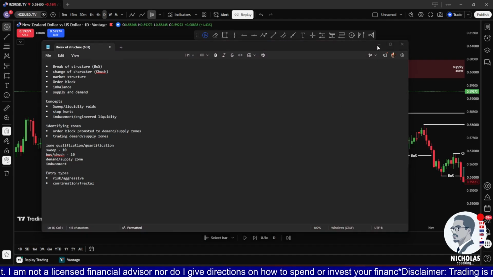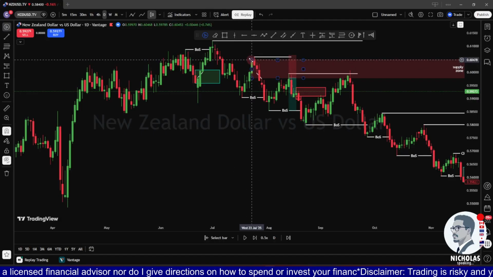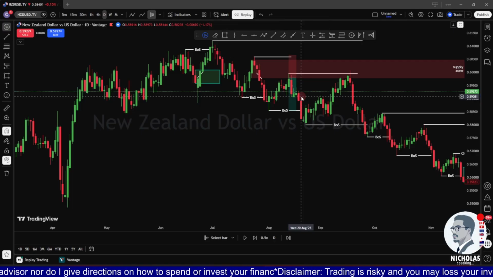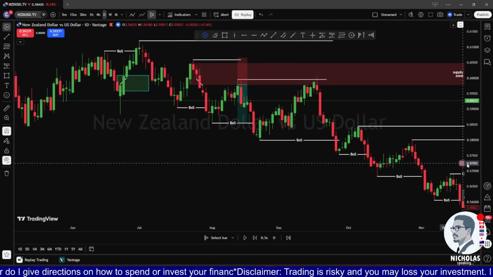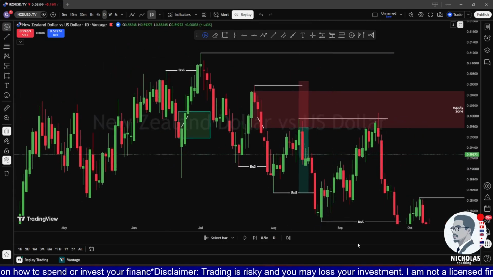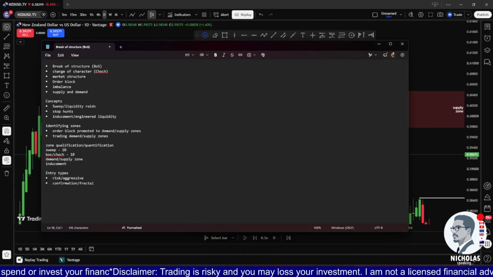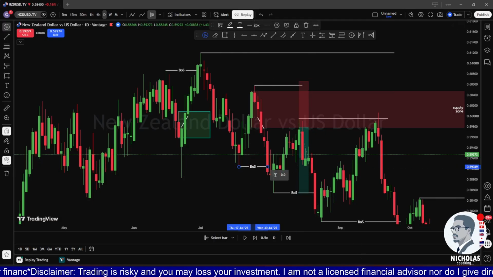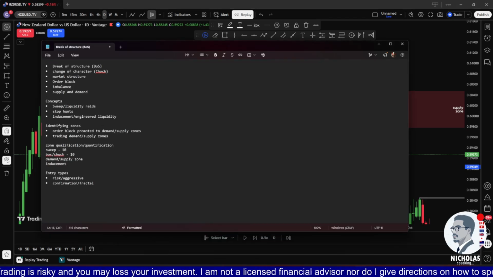So for example, we have this supply zone right here, this one that we took a sell from. The first one we took a sell from, right? Let's quantify this zone. What are all the things we have learned? The first thing we learned was a break of structure. We have a break of structure right here. You can see this is a break of structure. What was the next thing we learned? We have a change of character slash break of structure. We have a break of structure which stands as a change of character.